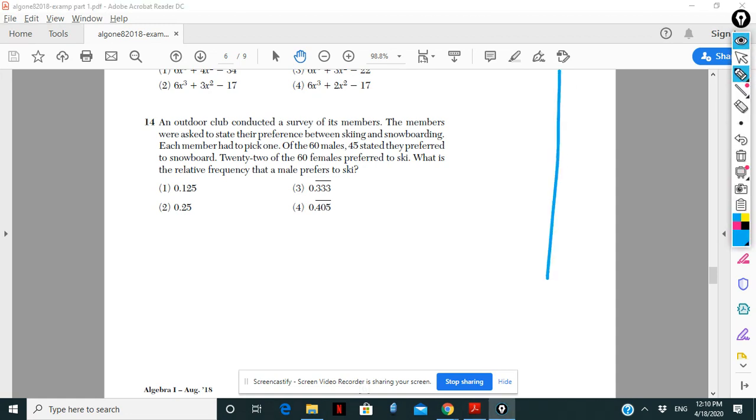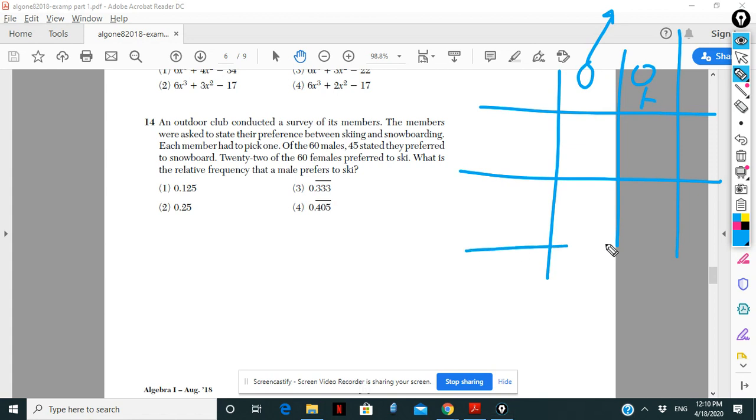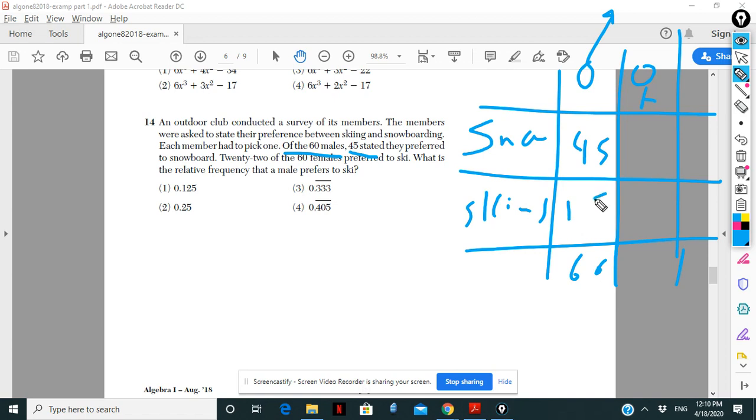Okay, so here I'm going to do, sorry. So here is male, here is female, and here I have snowboarding, skiing. From 60 males, 45 snowboarding, so that's 15, because 60 minus 45 is 15. And of 60 females, 22 prefer skiing, so 60 minus 22 is 38, so here I have 37, and here I have 83.